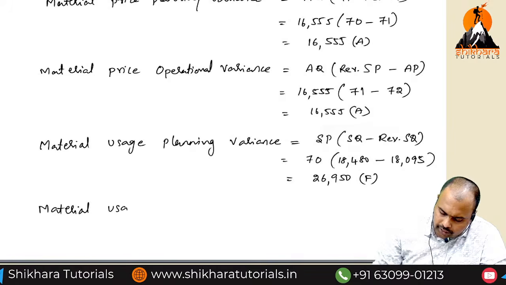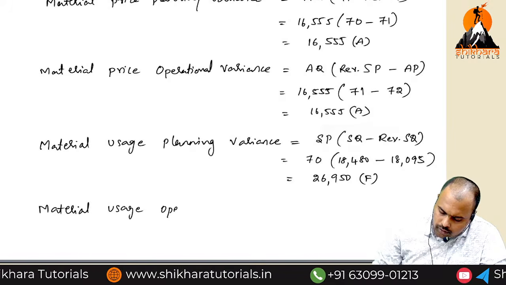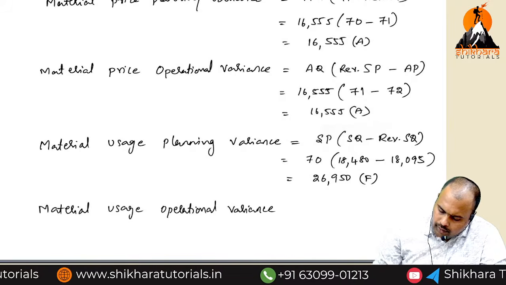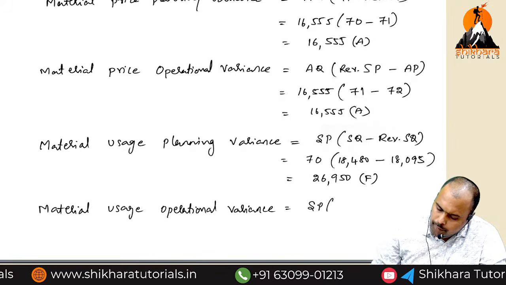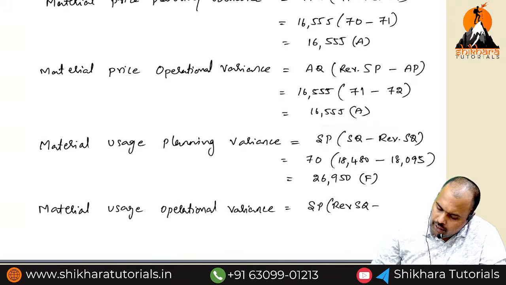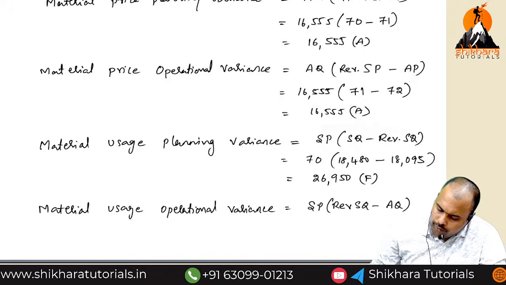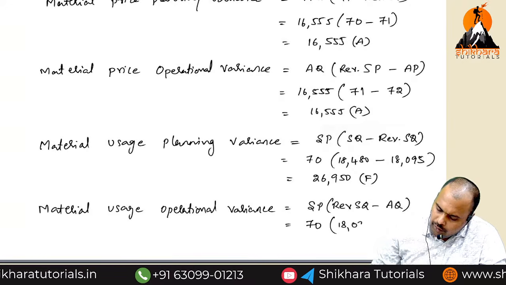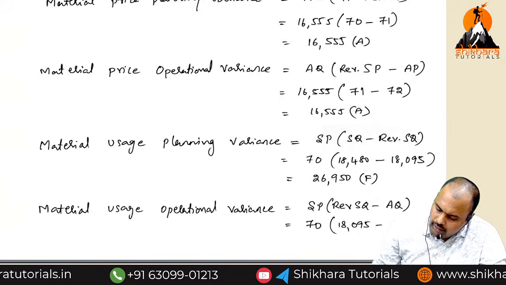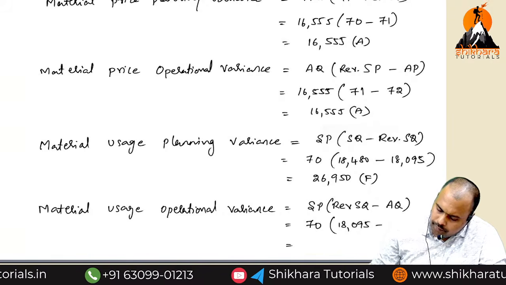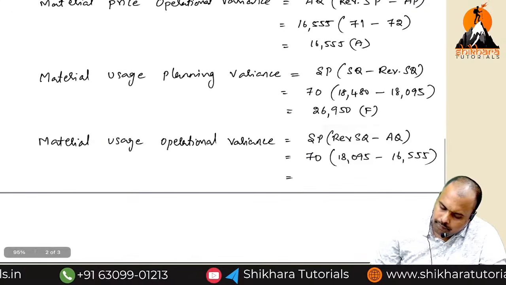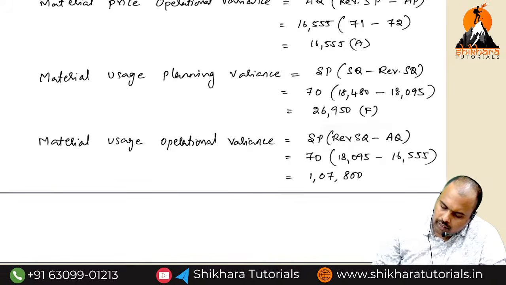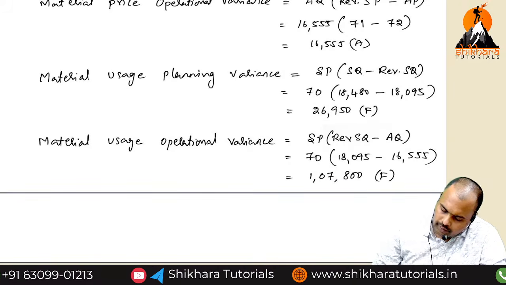Next, material usage operational variance is equal to standard price into revised standard quantity minus actual quantity, which is 70 into 18,095 minus 16,555. That is 1,07,800 favorable.